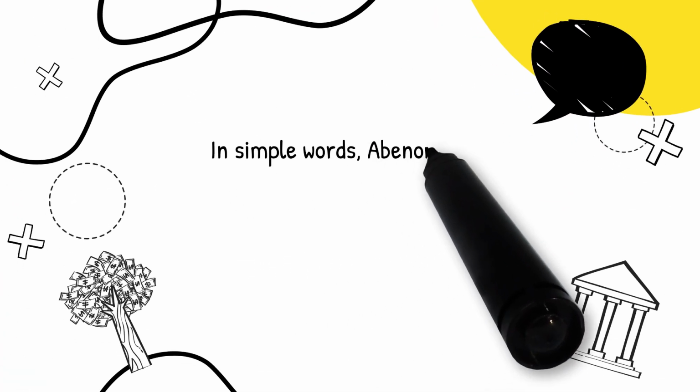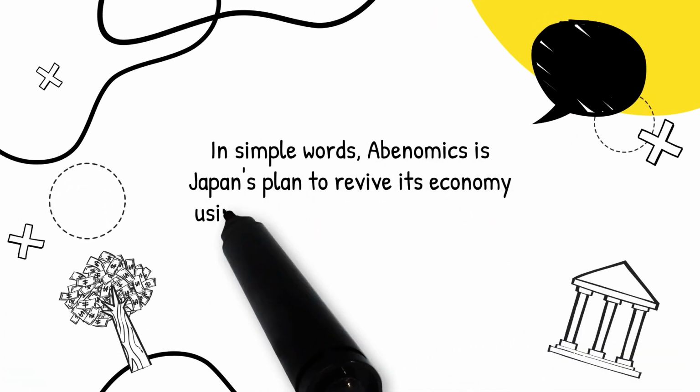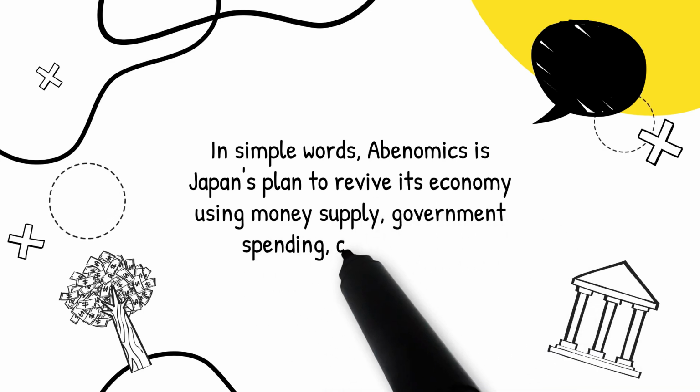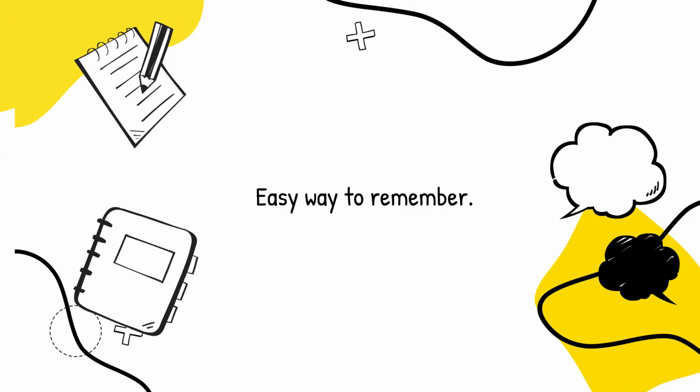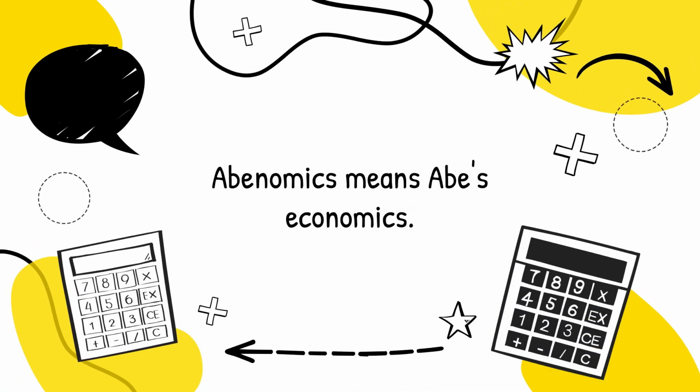In simple words, Abenomics is Japan's plan to revive its economy using money supply, government spending, and reforms. Easy way to remember: Abenomics means Abe's economics.